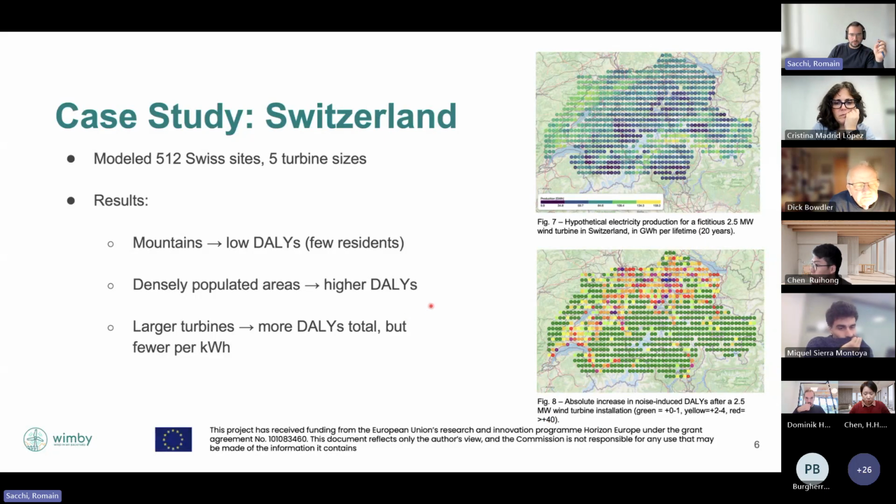And of course, the closer to populated areas these wind turbines are, the higher the DALYs. But also what we saw by simulating these impacts with wind turbines of different sizes is that while you do have more DALYs with an increase in the power of the wind turbine producing more, you get a decrease in DALYs per kilowatt hour produced.